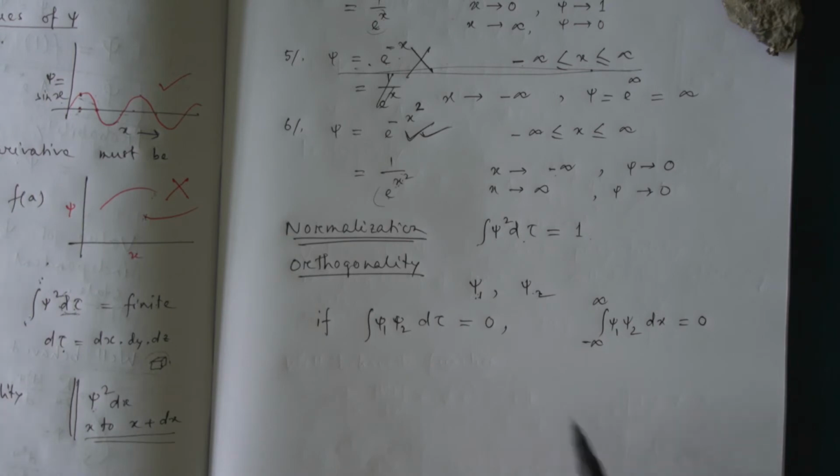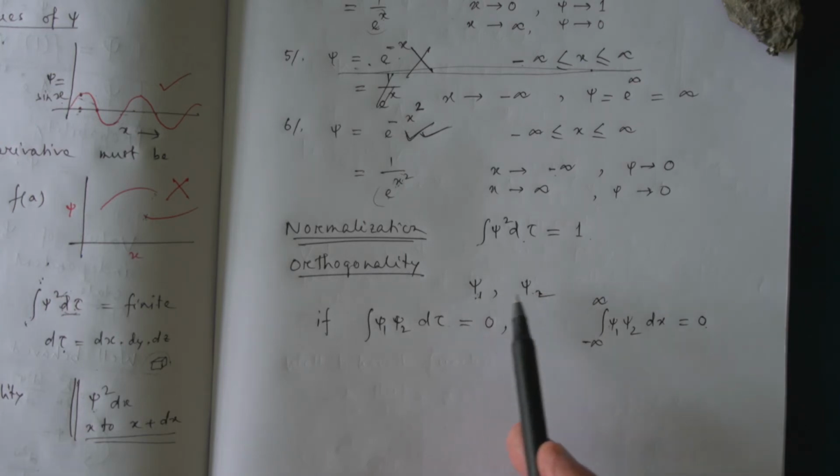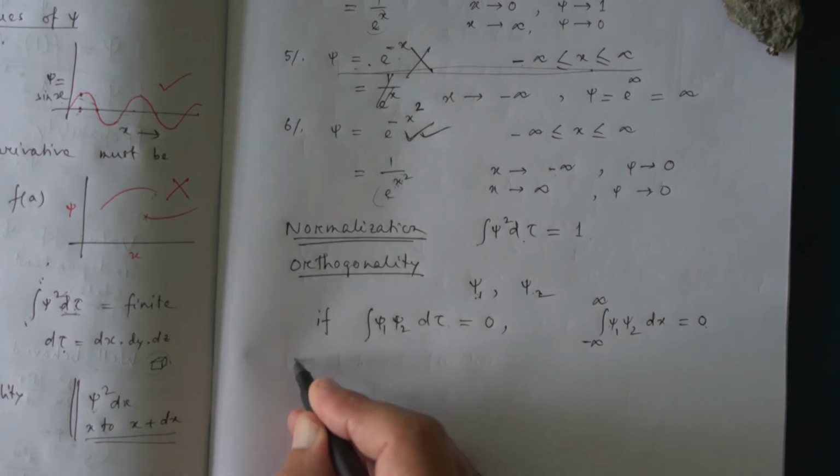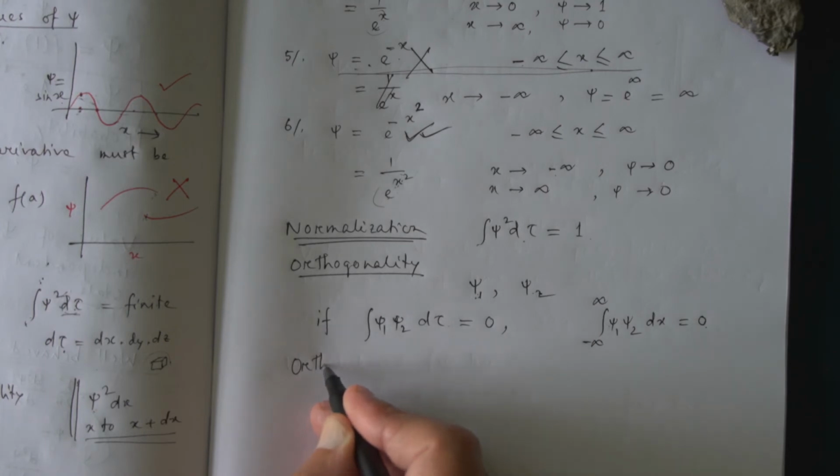Okay, so if this integration is 0, then psi 1 and psi 2 are said to be orthogonal to each other. This is orthogonality. Then orthonormal functions.